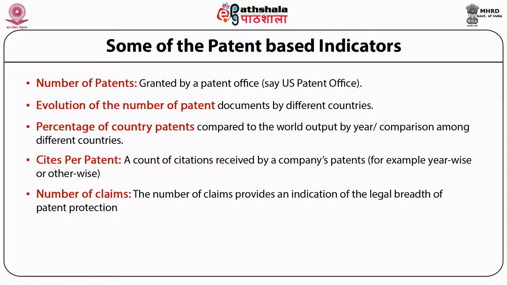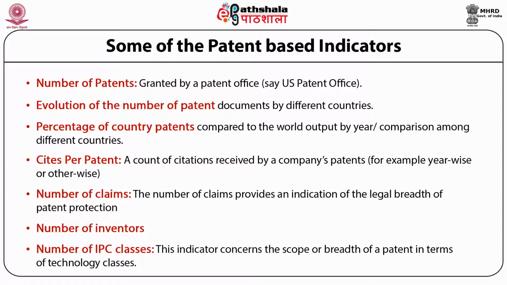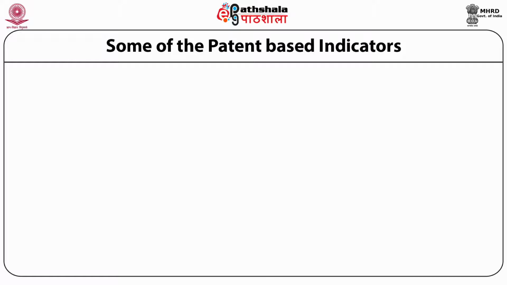We also have indicators which we can construct based on the number of inventors and the number of IPC classes. It is interesting that if you have patents in your portfolio which are not only in a particular technology but also a large number of patents addressing other technologies, it shows the scope and breadth of your technological activity. We continue with these patent based indicators.